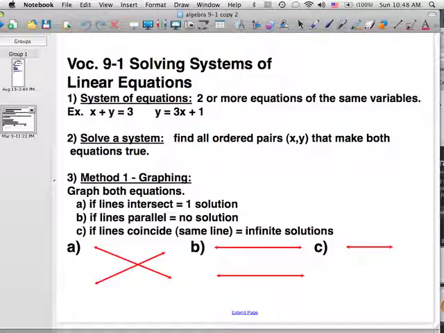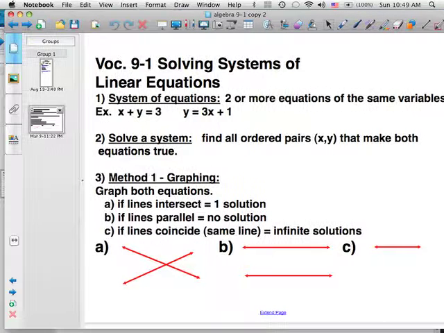So here, method one, if we're doing graphing, we have three possible things that can happen with two lines. The lines intersect, and they have one solution. They are running parallel, they have no solutions, or they coincide, they're actually the same line. They have an infinite number of solutions. So with that in mind, we're ready to start the evens.